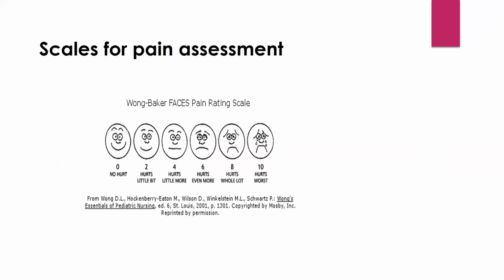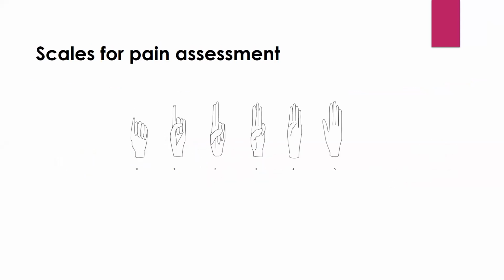Sometimes we get children above 3 years who are not able to count. We use the Wong-Baker scale, and we use this also for illiterate adults where there's a face. Again, there's a smiling face for 0 and a crying face for 10. So they choose the face that corresponds to their pain. Again, for illiterate adults, we can use the hand scale where we use from a fist. A fist is 0, no pain. 1 and 2 are mild. 3 is moderate pain, and then 4 and 5 is severe pain. So again, you explain to the patient how to use this scale, and then you use the scale for them to give you the severity of the pain.